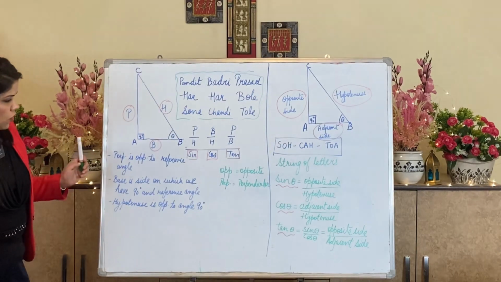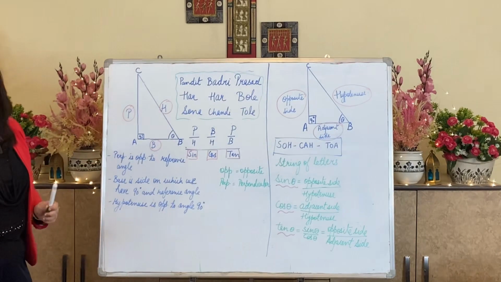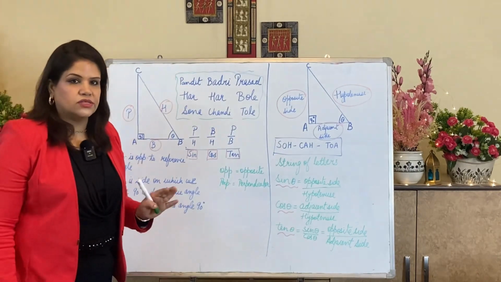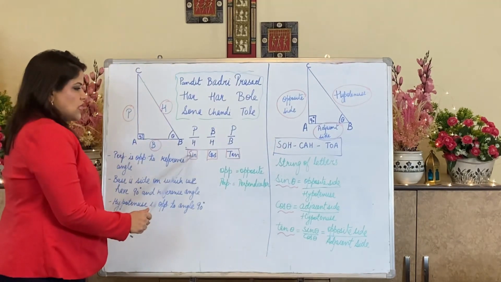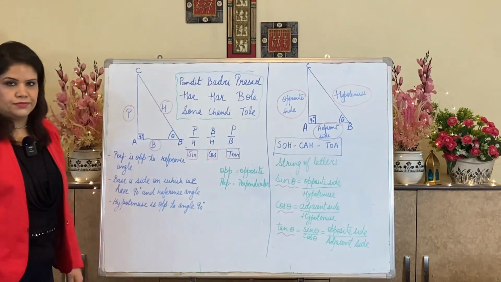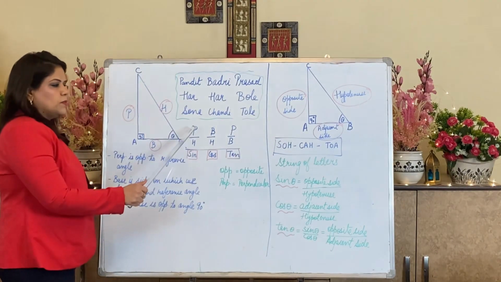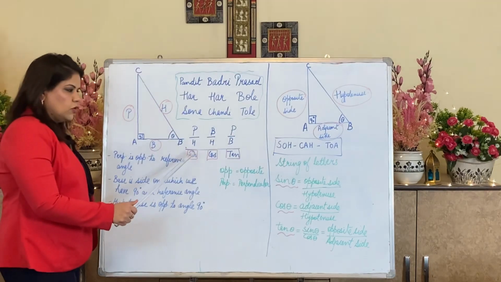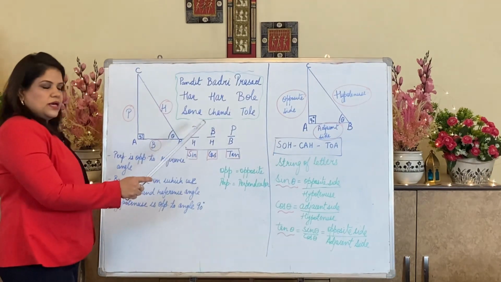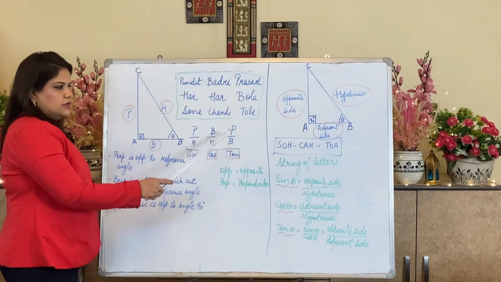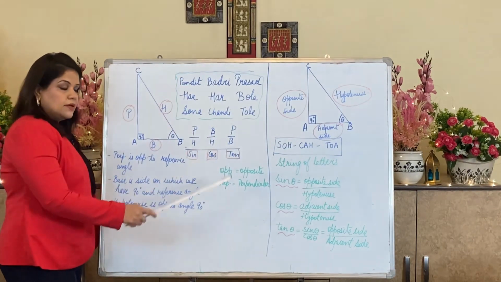Now from this triangle I can take out three trigonometric functions, which are sine, cos and tan. Is it clear? In my last video, I told you sine is perpendicular upon hypotenuse, cos is base upon hypotenuse, and tan is perpendicular upon base.